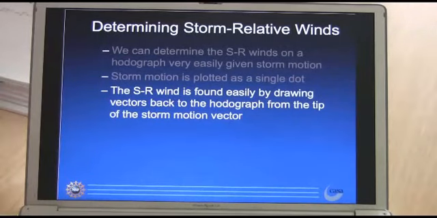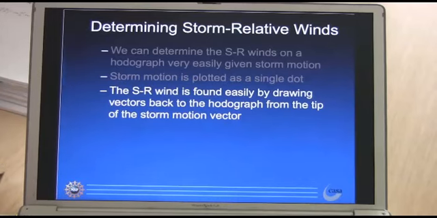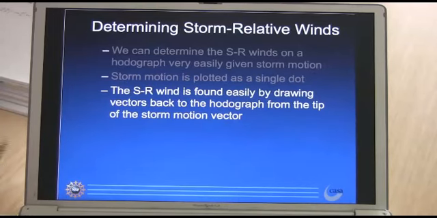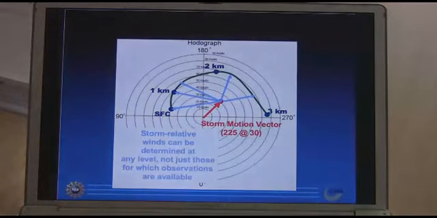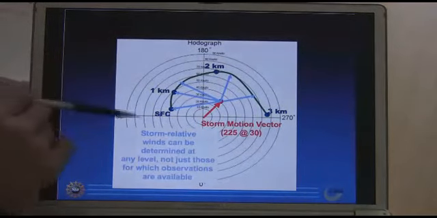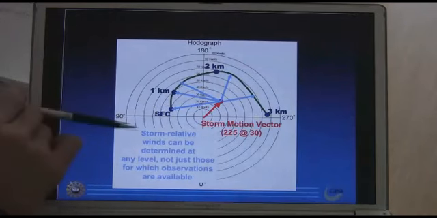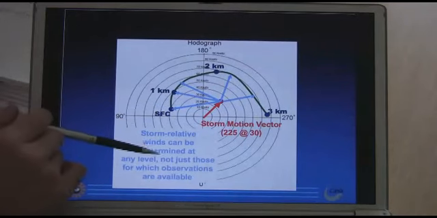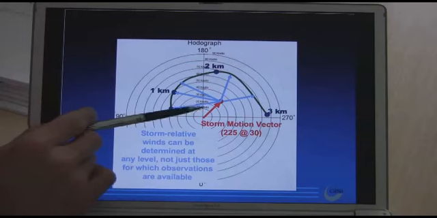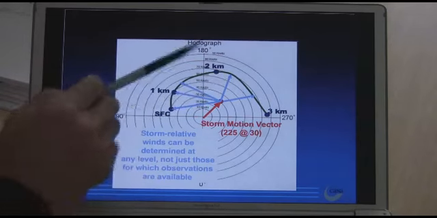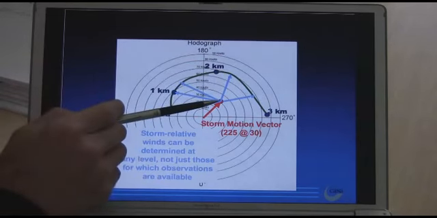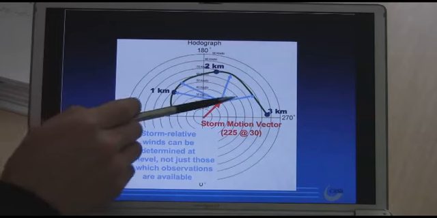In other words, what we're basically saying here is that the origin of the hodograph is now shifted from the center of the polar diagram to the tip of the storm motion vector. So in this particular case, the storm relative wind, shown in light blue, can be determined at any level, not just the observation level, but at any point on the hodograph, by simply drawing an arrow from the tip of the storm motion vector back to the hodograph.